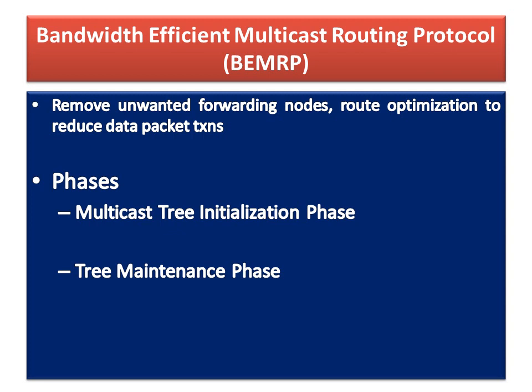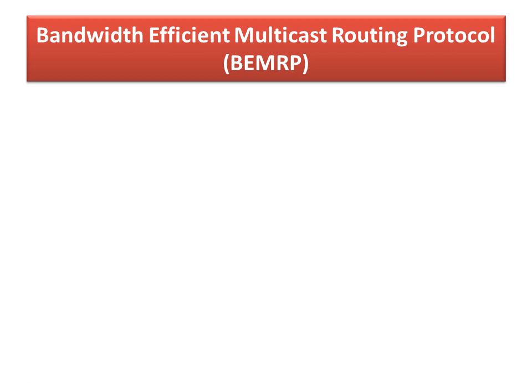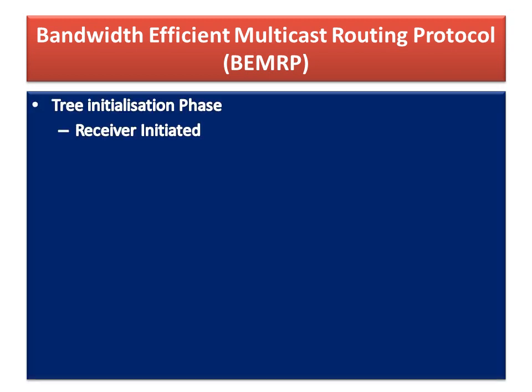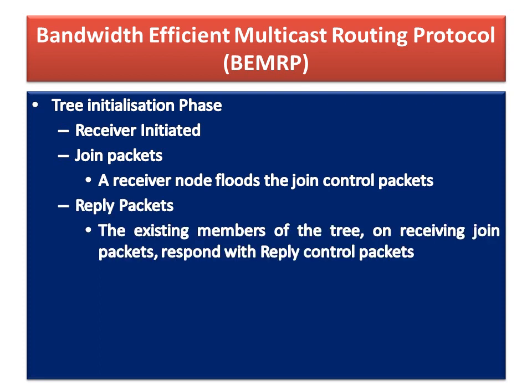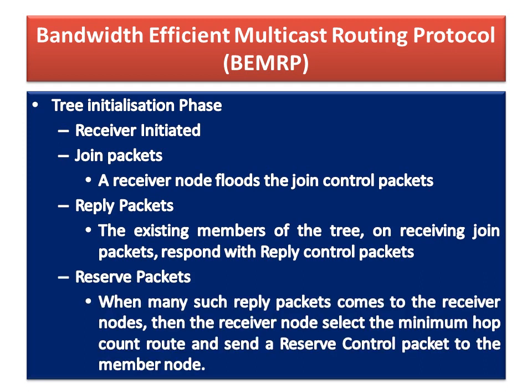Here again, there are two phases. One is the tree initialization phase, and the other is the tree maintenance phase. Since it's a hard state approach, the maintenance is hard state. But the initialization approach we see here is receiver initiated, where the receiver sends join packets by flooding the join control packets, and the reply comes from the existing members of the tree or the source itself. They respond with reply control packets. When many such reply packets come in, the receiver can select the one with the minimum hop count and send a reserve control packet to the member node. So it's basically a three-way handshake.